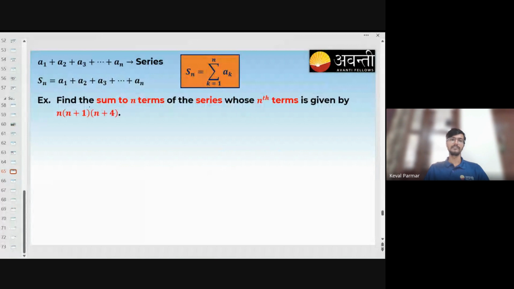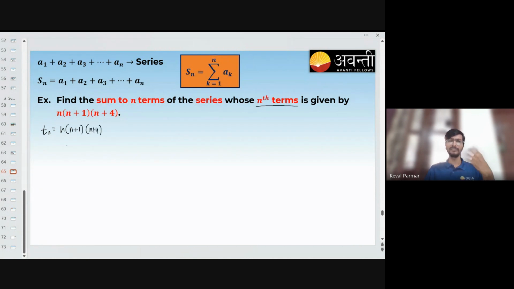We have to find this sum. Example, whose nth term is given. What is meant by nth term? Nth term means the last term is given. So let's say here we have taken an, but usually we take Tn. So Tn is given as n into n plus 1 into n plus 4.